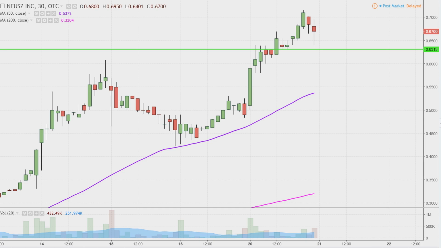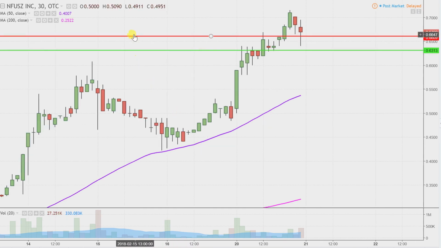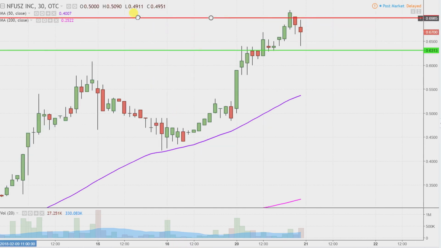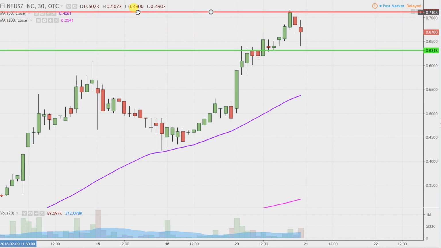What about areas of resistance? In terms of where the sellers are at, pretty straightforward right now. The party stopped today right up there around 71 cents. So 71 cents, public enemy number one going into tomorrow.